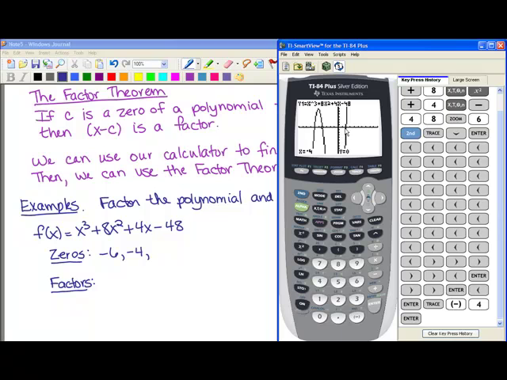And then we think that the last zero on the right is at 2. I'm going to press trace again and press the number 2 and enter. And we see the y value is 0. That verifies that 2 is a zero of the function.